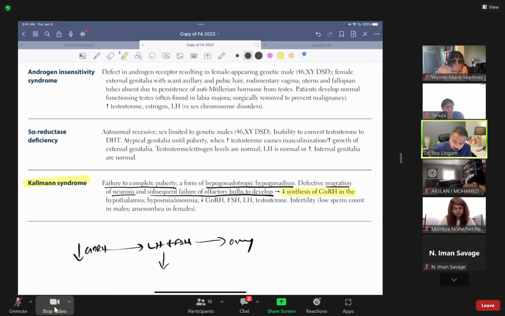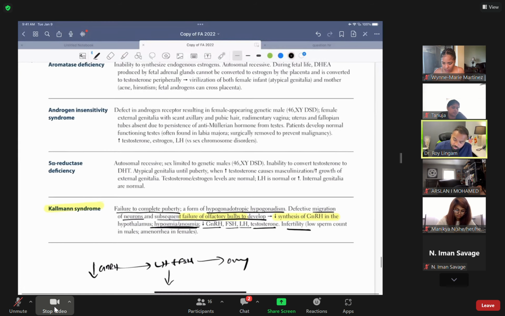Number 2, failure of olfactory bulb to develop. What's the function of olfactory? Smell. So these people will have something called anosmia or hyposmia. They cannot smell anything. So you cannot miss this question. It is a reproductive question with a loss of smell. It's like Alport syndrome we did yesterday with the kidney problem and hearing loss, right? So this is very easy to pick, folks, okay? Olfactory problem. Look at this, decreased GnRH, FSH, LH, and testosterone. All of them are down. So you have to know that, folks. Infertility. Okay? So that's Kallmann syndrome.